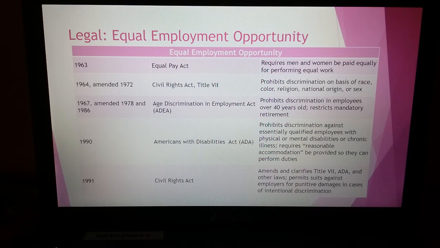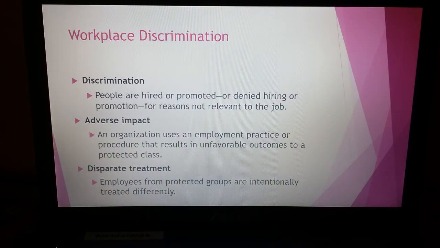Okay, so moving on from all that legal stuff. Workplace discrimination is a big problem, where people are hired or fired for reasons not relevant to the job: age, gender, ability, race, religion, whatever it may be. Adverse impact is when an organization uses some sort of employment practice or procedure that results in an unfavorable outcome to a protected class. Protected classes are people over the age of 40, women, and other minorities. Disparate treatment is when employees from protected groups are intentionally treated differently. This is not good either. There's some sort of discrimination within the workplace.